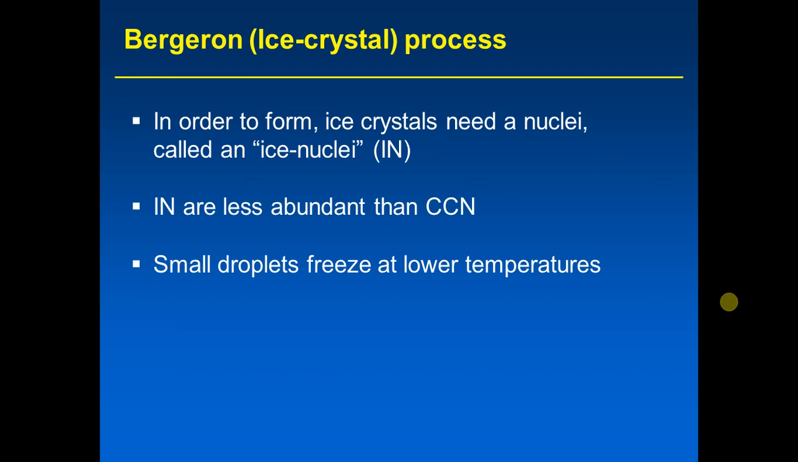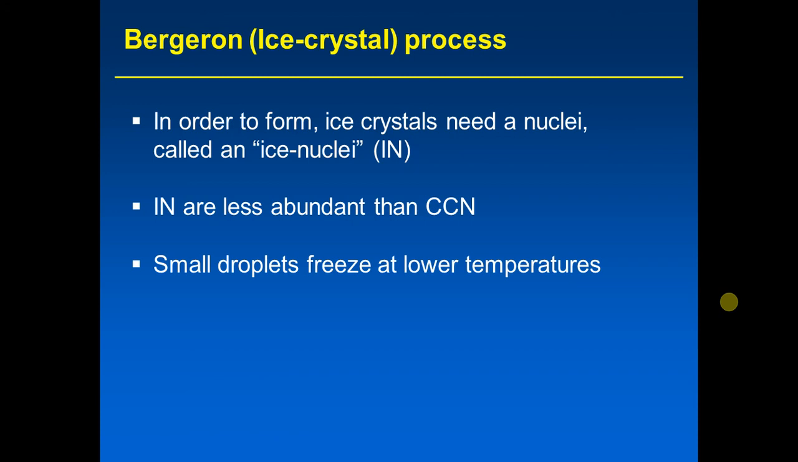Okay, part of the reason is because particles will serve as an ice nuclei if their geometry resembles that of an ice crystal, but that tends to be rarer than the particles that vapor molecules can condense onto to form liquid droplets. Okay. Again, the smaller the droplet, the lower the temperature required for freezing.